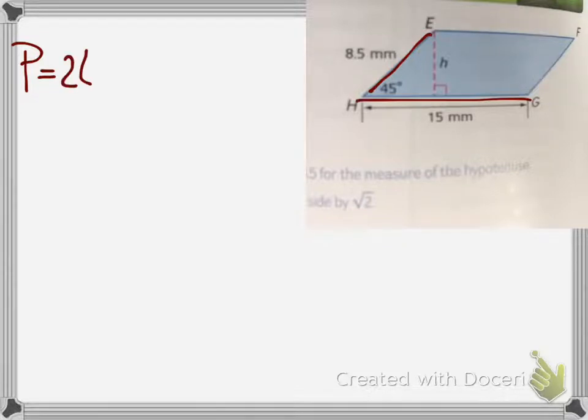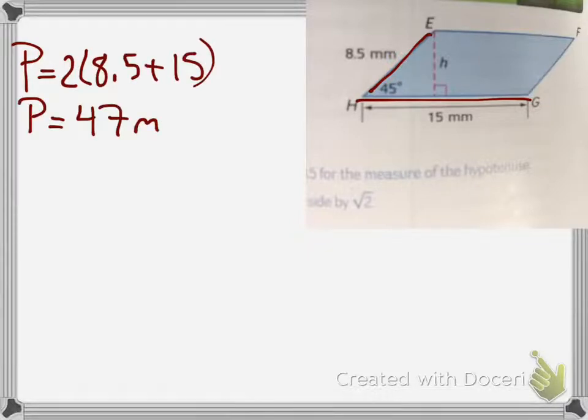Anyways, perimeter is easy because I am giving you the two sides. So 2 times 8.5 plus 15 will give you 47 millimeters. Sorry. But how do I find the area?